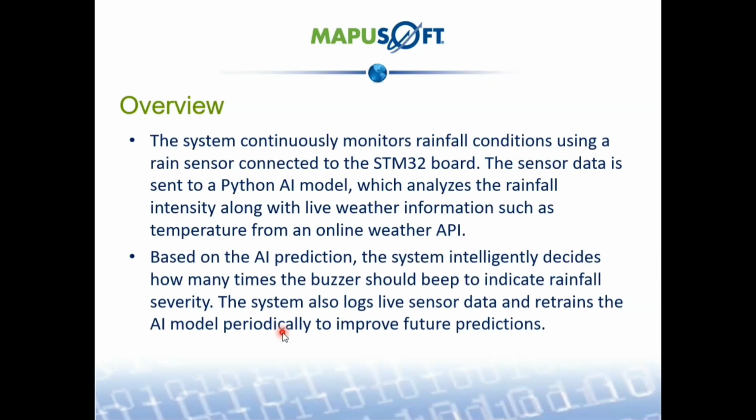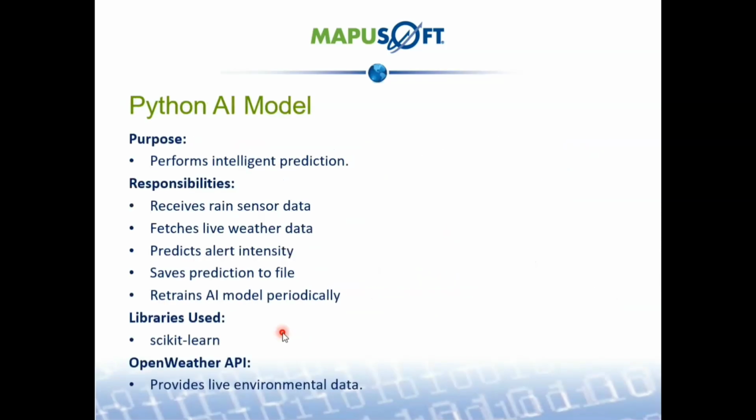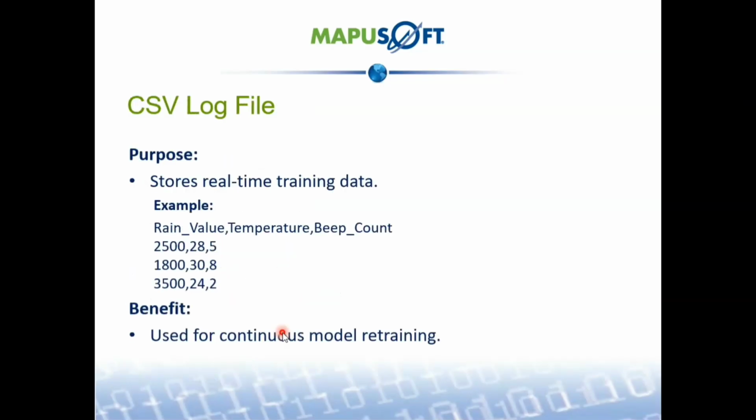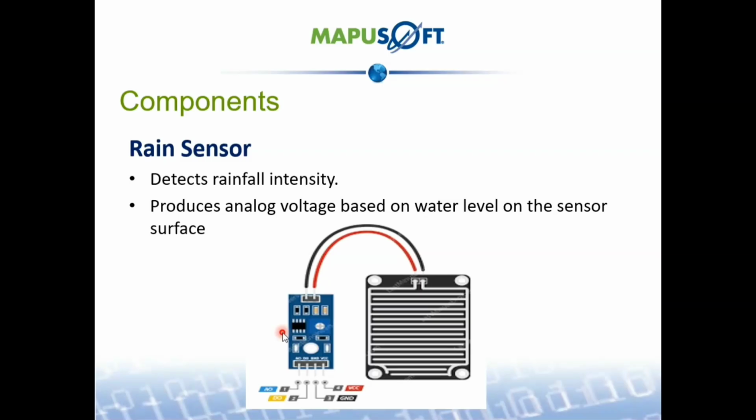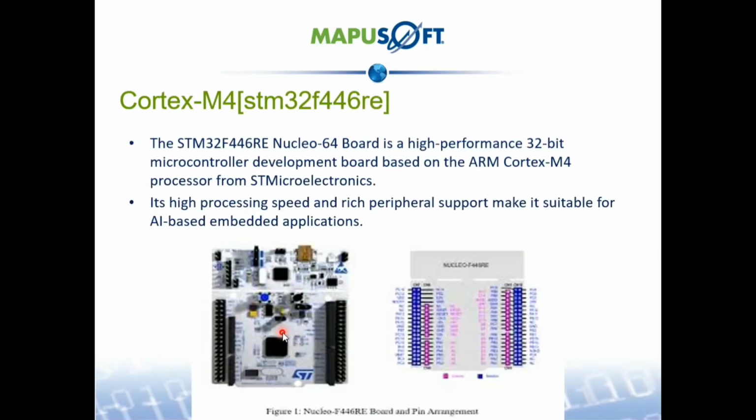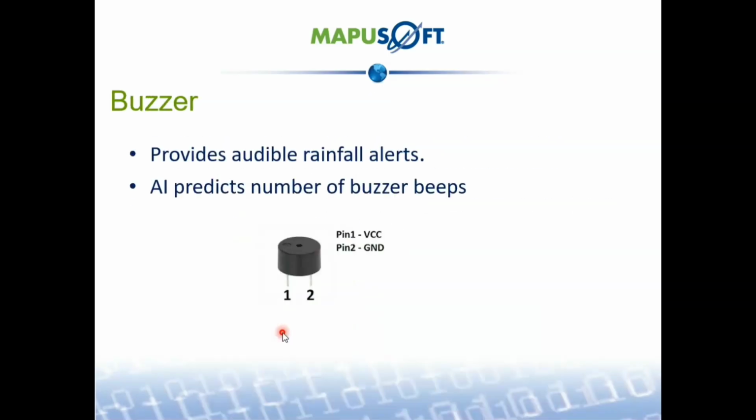Now let's see the hardware and software components used in this project: the Python AI model and a log file, a rain sensor, a Cortex microcontroller, and a buzzer.